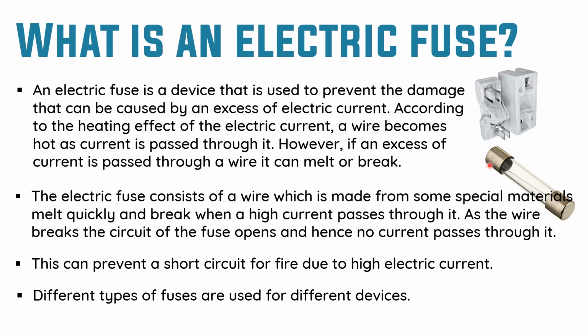So this is also another kind of fuse. Different kinds of fuses are available, and this is one kind of fuse, and this can prevent a short circuit or fire due to high electric current. If the fuse is not in the correct way, what will happen? High electric current comes, and it is the reason for the short circuit, and it can catch fire also. So different types of fuses are used for different devices.